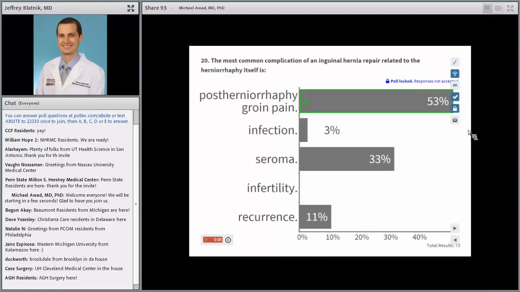So groin pain is the correct answer here. In certain series you can see over half of patients after open inguinal hernia repair can have some form of groin pain. Obviously, there's a wide range from minimal, mild discomfort to lifestyle-limiting groin pain, and that certainly plays an effect here. Seroma is probably not the most common complication percentage-wise, and with the advent of mesh-based repair, recurrence rate has fallen away as probably the most common complication that we see.